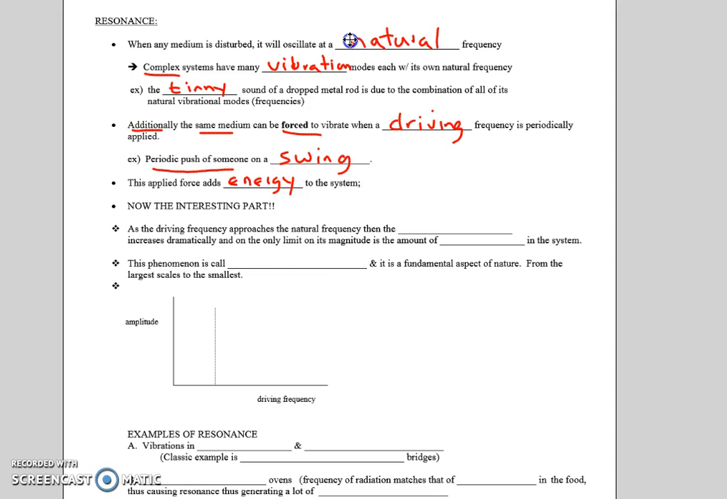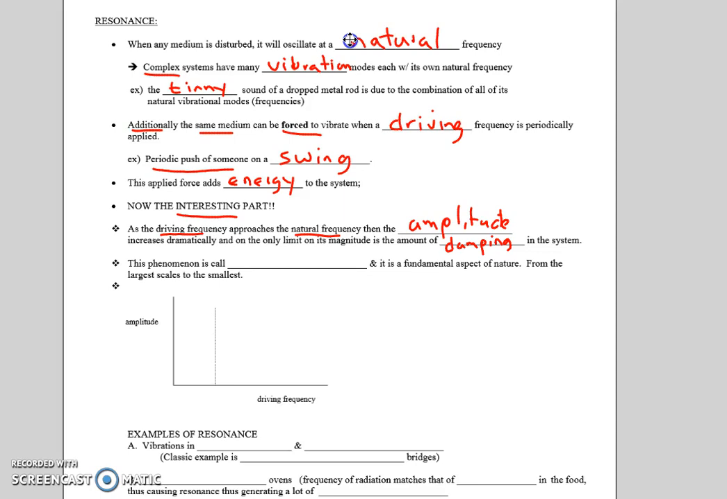So here's the interesting part, and again, we'll go look at a bunch of examples in class. As the driving frequency approaches the natural frequency, in other words, their values get closer and closer, then the amplitude increases dramatically, and the only limit on how big the wave can get, the amplitude, is the amount of damping in the system. And damping is something like an opposing force, almost like a friction. If you look at shock absorbers, they damp vibrations in a car when it goes over a bump, so you're not oscillating for a long period of time.